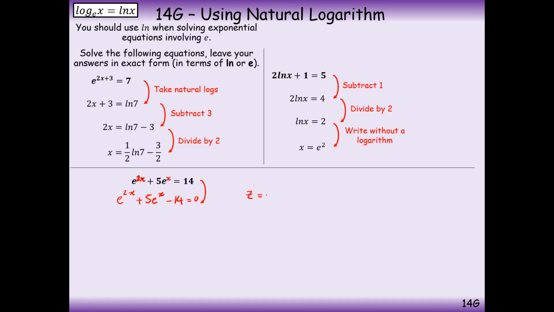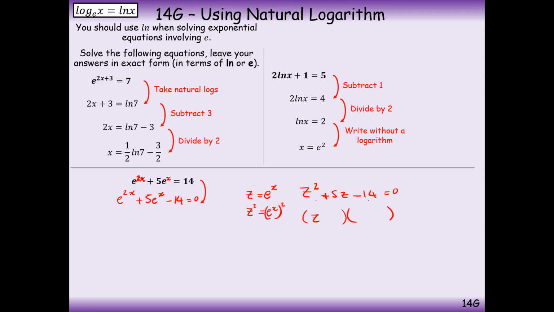You can say z is e to the power of x, therefore e to the power of 2x is z squared. Remember, e to the power of 2x can be written like so. This is z squared. If you had to factorize z squared plus 5z minus 14 equal to 0 and solve this quadratic equation, what numbers would you put in the bracket?